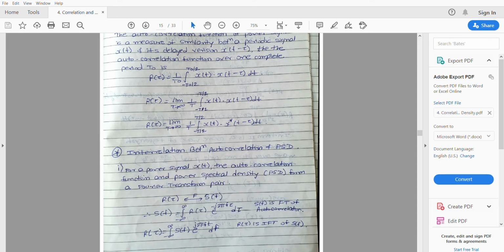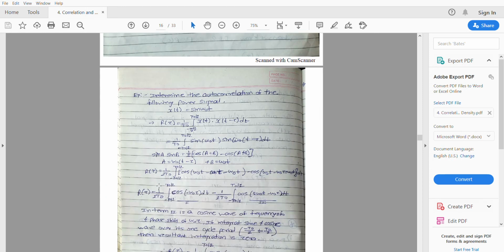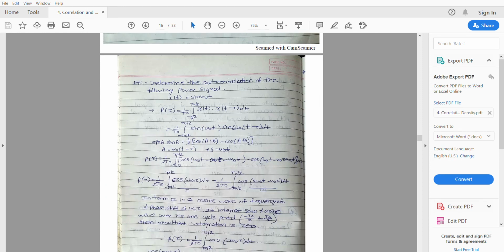So the relation between the autocorrelation and PSD is similar. This property we also saw previously: the autocorrelation function of the power signal forms a Fourier transform pair with the PSD, that is, power spectral density. So if you find the autocorrelation function, which is in the time domain, and take the Fourier transform, we get S of f, and the inverse Fourier transform of S of f is nothing but the autocorrelation. Okay, now we will see some numericals.